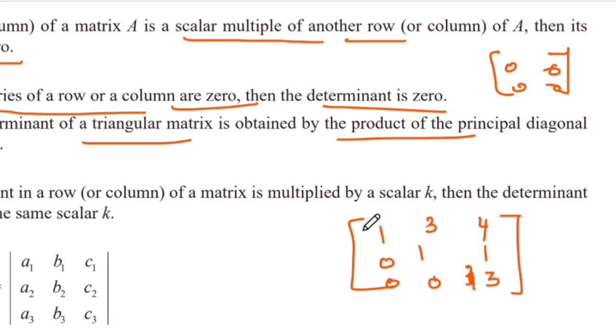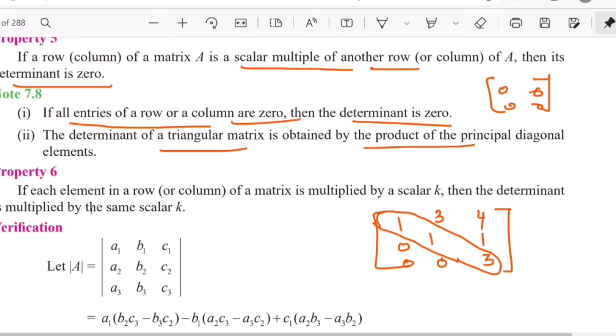So how do you find the determinant value? You just multiply the elements of the leading diagonal. This is called the leading diagonal or the principal diagonal. Just multiply the elements of the principal diagonal. That is enough. You need not expand. So just multiply 3 into 1 into 1. 3 is the determinant value. So if it is a triangular matrix, you need not expand or anything. Just multiply these elements.